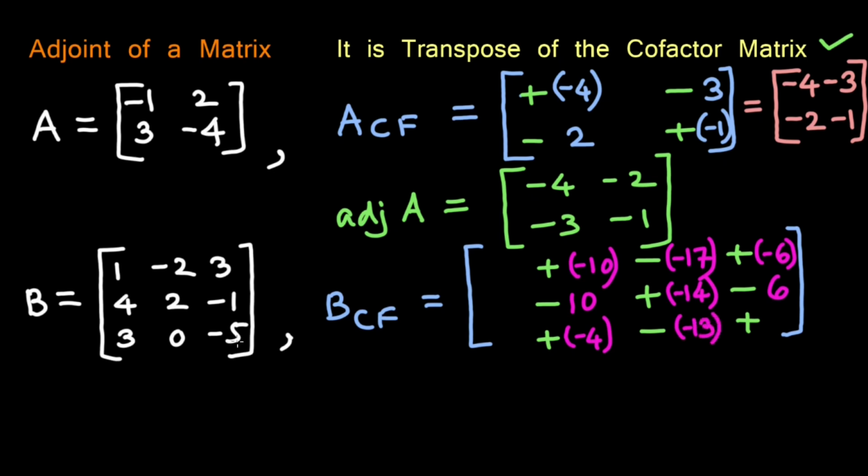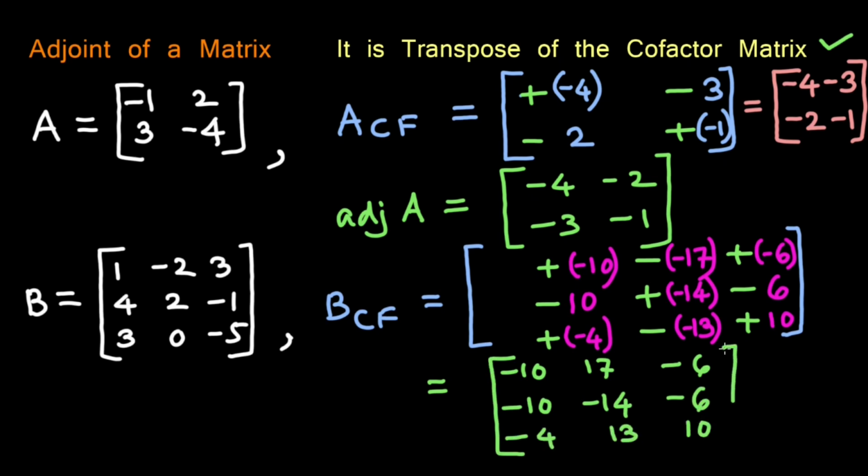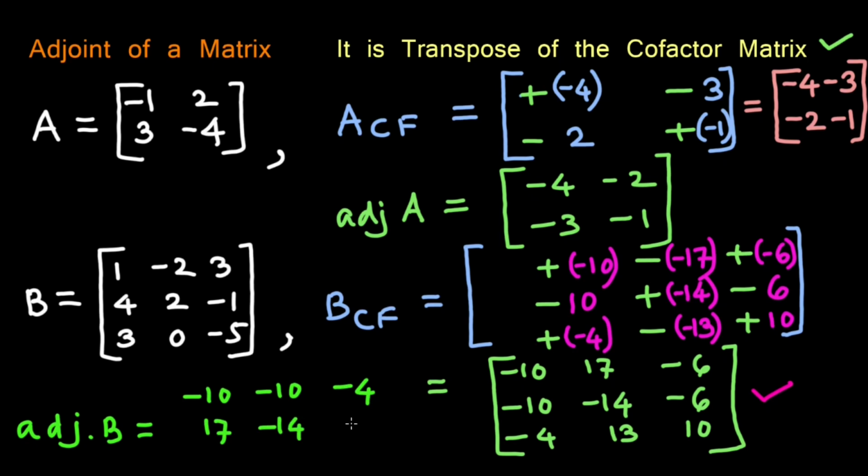Minor of element minus 5 will be 2 plus 8, that will be 10. So the cofactors are minus 10, 17, minus 6, minus 10, minus 14, minus 6, minus 4, 13, 10. So this will be the cofactor matrix, and its adjoint will be adjoint B. It will be the transpose of the cofactor matrix. So we write minus 10, minus 10, minus 4, 17, minus 14, 13, minus 6, minus 6, 10. So this will be the adjoint of P.